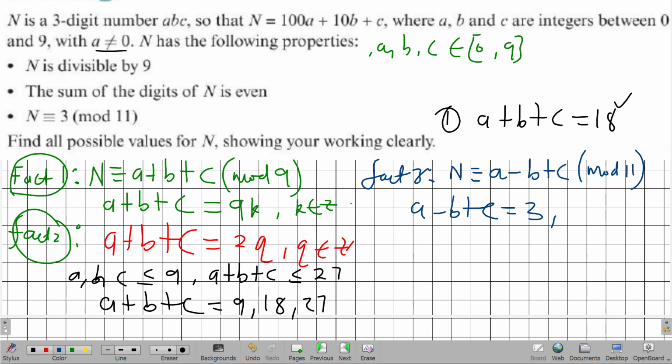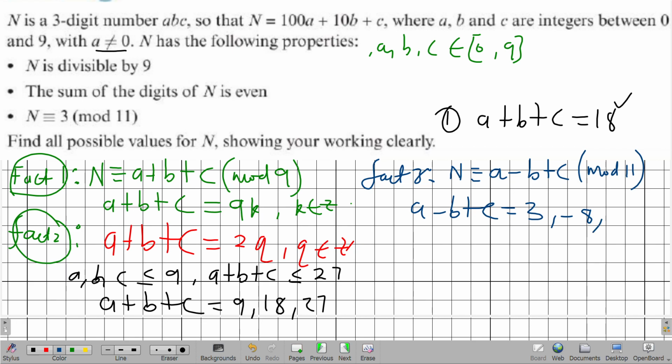It can be minus 8. At what condition does it become minus 8? If we look at it, it is when a is 1 and b is 9, we get 1 minus 9, which is minus 8, and c is 0. That's the minimum that it can go, for it to be minus 8.